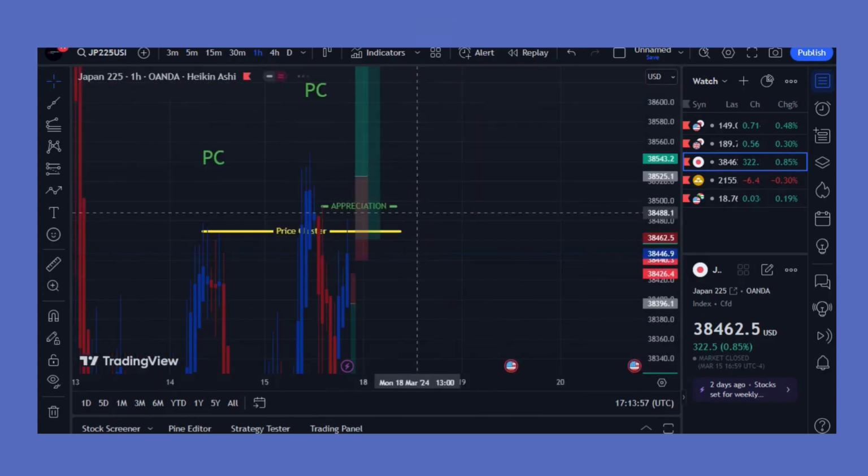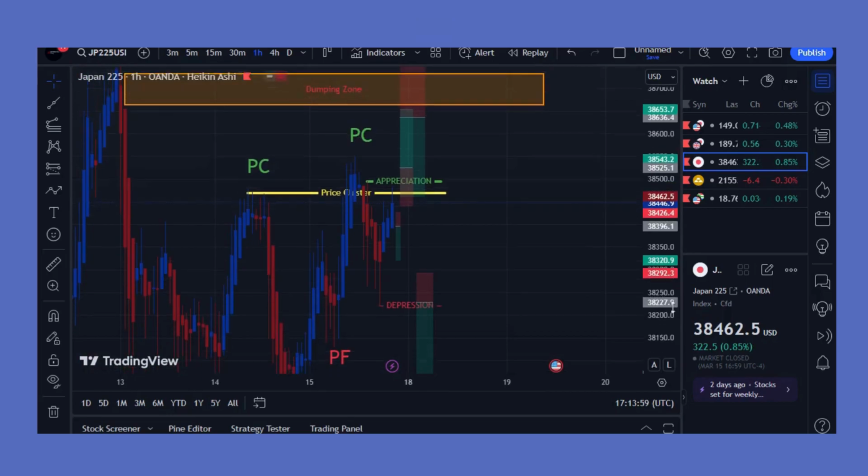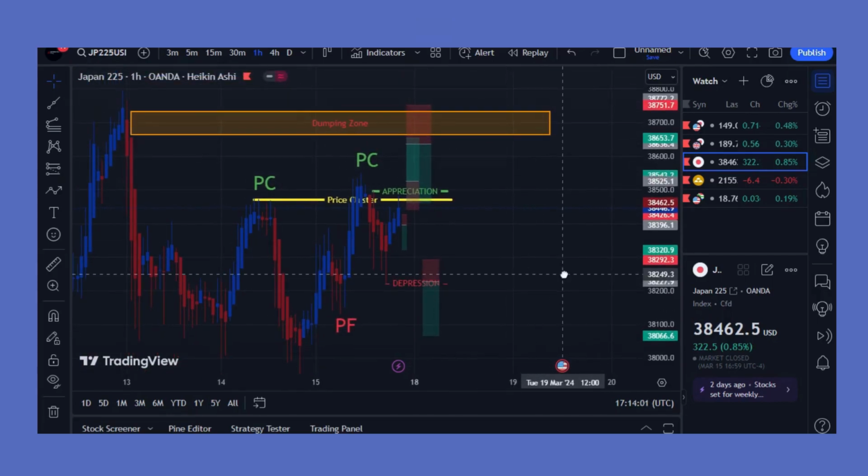So yeah, this is your Asian session and London session trade. So this is how I'm going to be trading Asian session and London session.